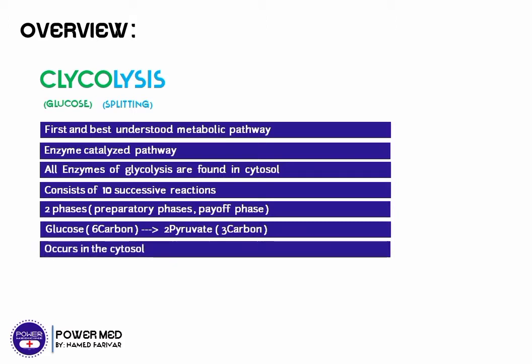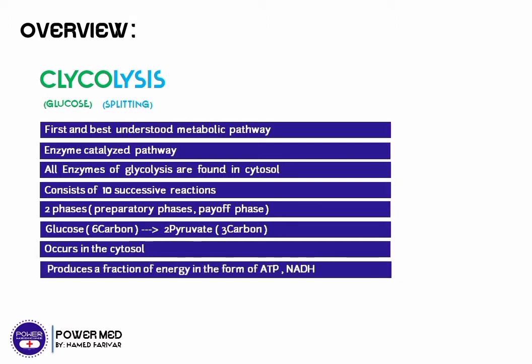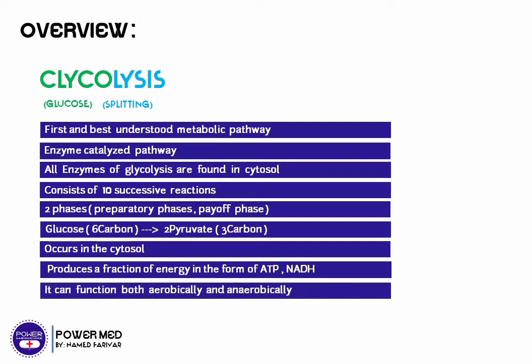And all these reactions take place just inside the cytosol of the cell, whereas the citric acid cycle and electron transport chain take place inside the mitochondria of the cell. During glycolysis, a fraction of energy is released in the form of ATP and NADH, which is the reduced form of NAD. And the best thing about glycolysis is that it can function both aerobically and anaerobically, and there is no severe necessity for the presence of oxygen.